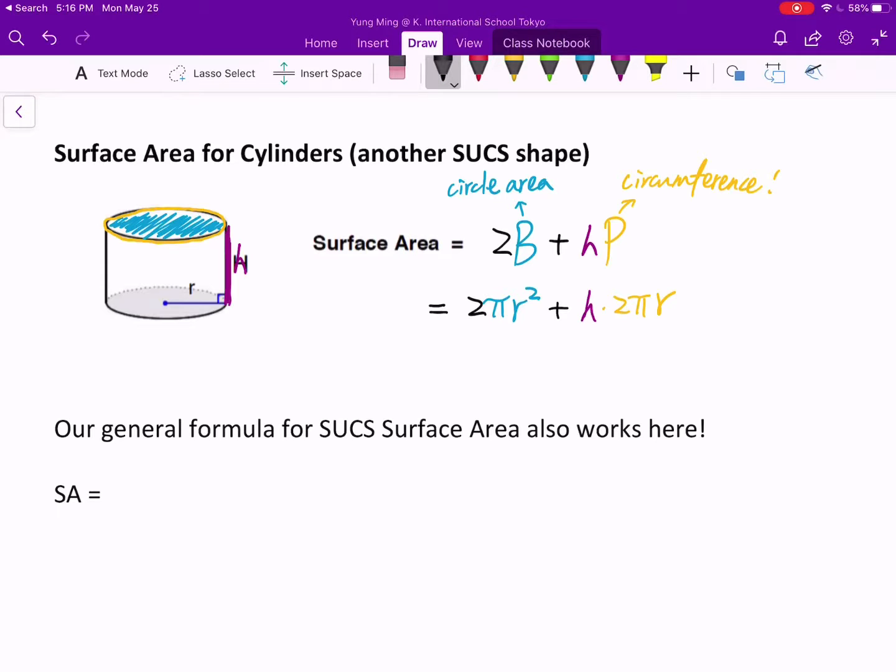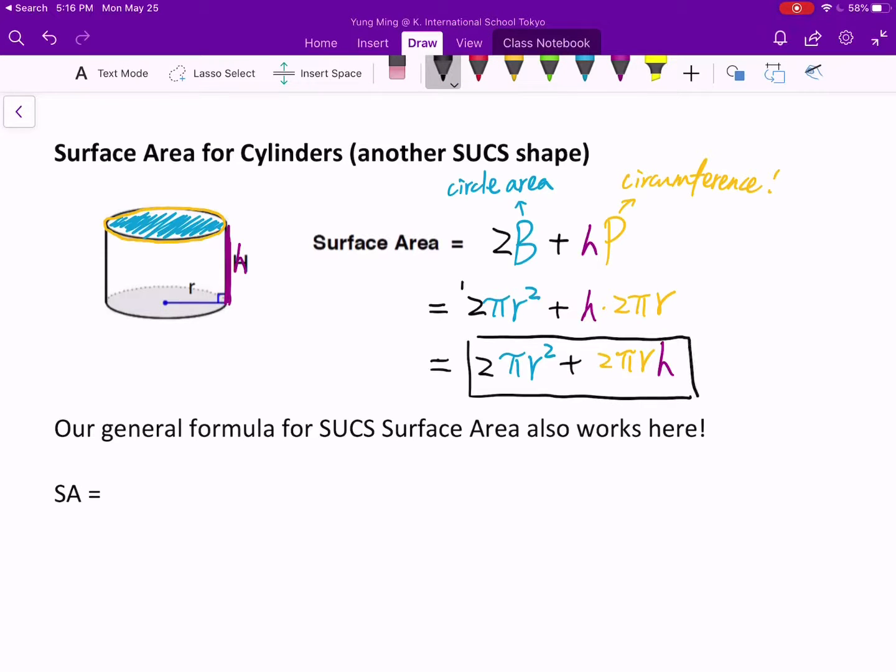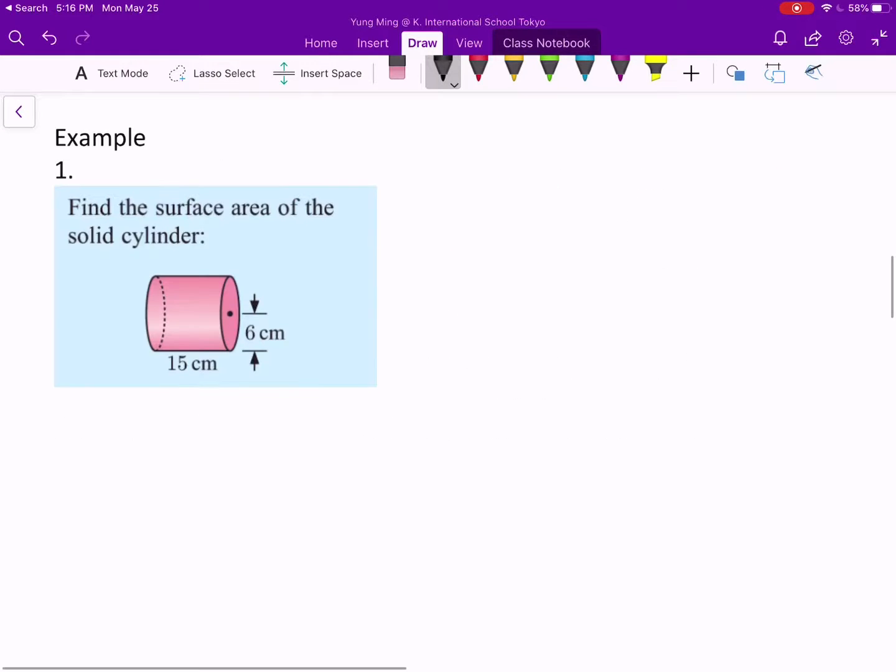Okay? So after rearranging, you will realize that your surface area for a cylinder is very special on its own. Okay, it's 2 times pi r square plus we have 2 pi r h. Whichever you like. Right? If you like this one, you can go with this one. If you like the other one, you can go with the other one. It doesn't really matter. So now let's just look at a few examples.